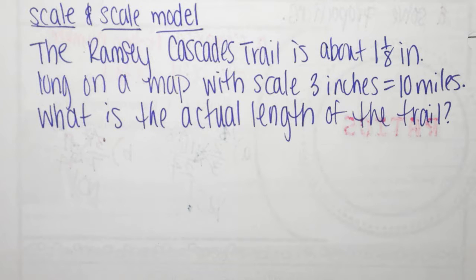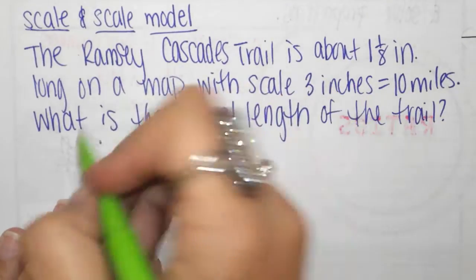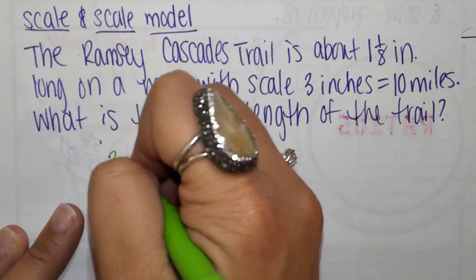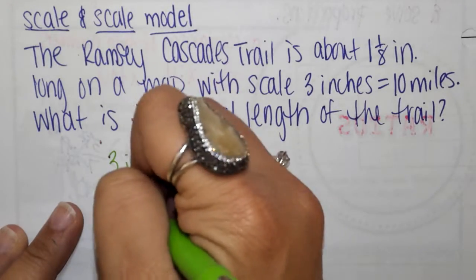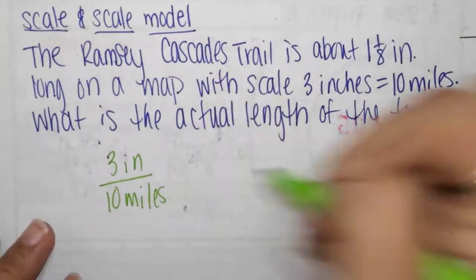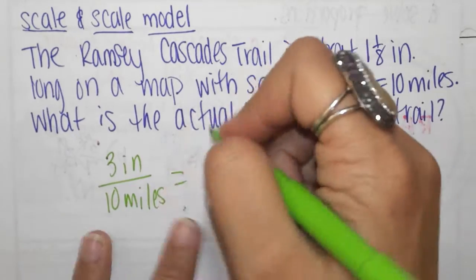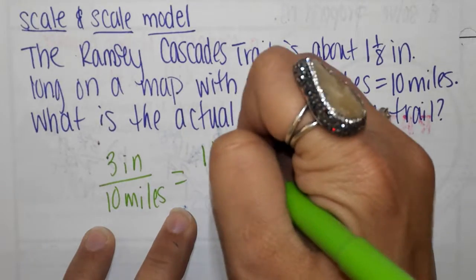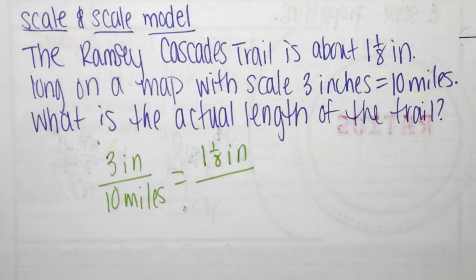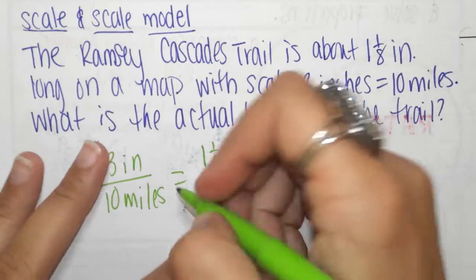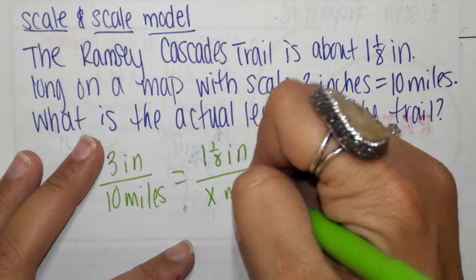So you have to set up a proportion to solve this. You start with the scale that they give you. So how many inches is 10 miles? 3 inches is 10 miles is our first scale, right? That's what they told us. And then how long is our trail on the map? 1 1/8. So we're going to put 1 1/8 inches divided by, what do we not know? The miles, divided by x miles.